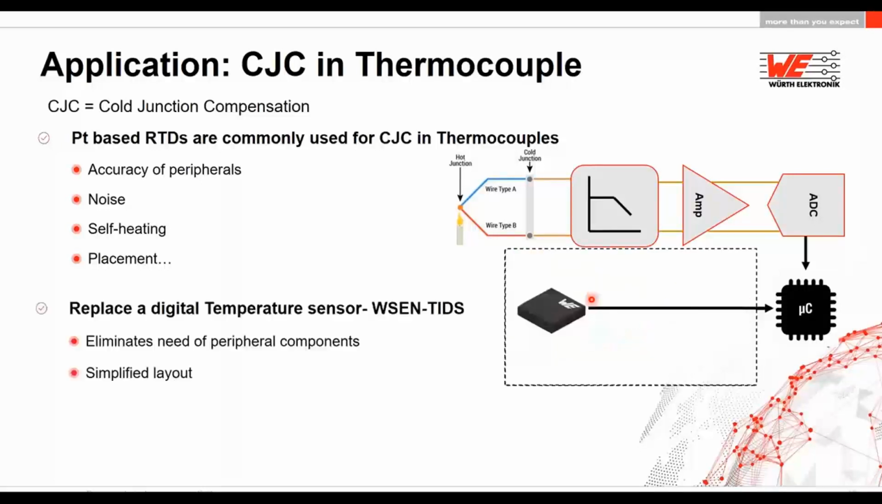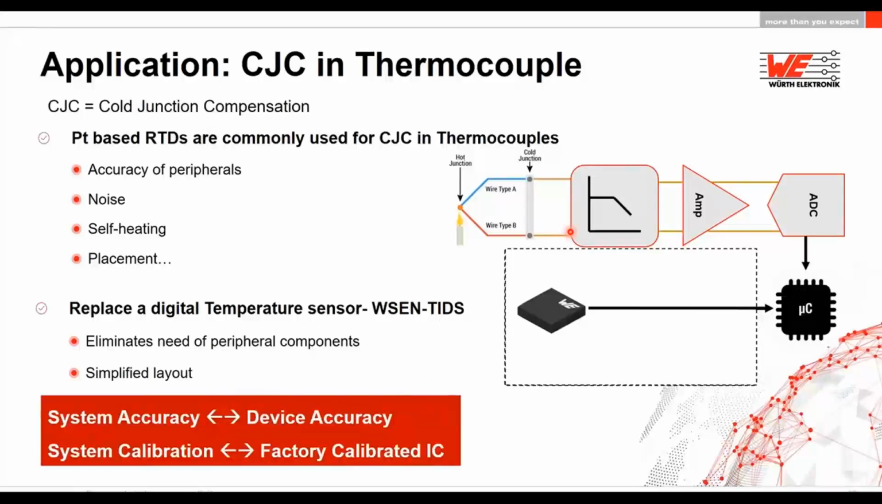A solution that we propose is to use a digital temperature sensor for the cold junction compensation, so that you have a direct digital output from the sensor that can be fed directly to the microcontroller and compared with your thermocouple circuits. This eliminates the need for all the peripheral components and also makes your layout very simple.